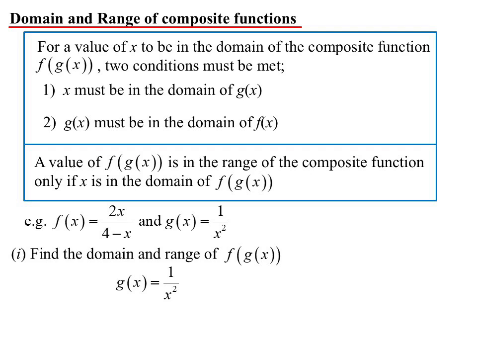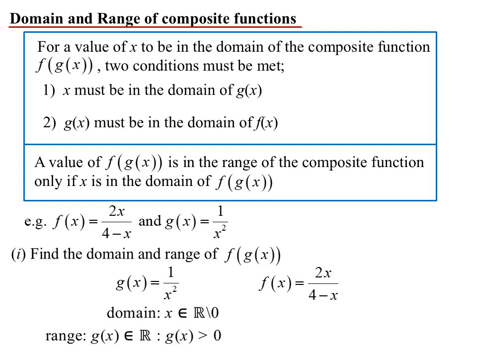I know the domain of that is all reals except for x equals 0. X can't equal 0 on that one. And I might as well work out the range while I'm at it. The range for that one, well, it's always going to be positive. It's always going to be greater than 0. Now for the function we're substituting into, the domain would be all real x except for 4. And the output of that, I'd get all real values except for negative 2.